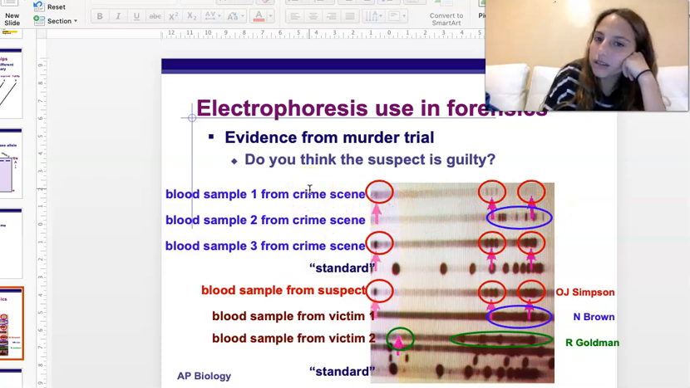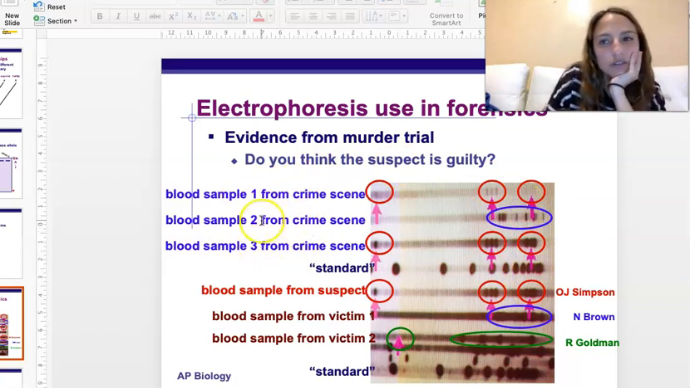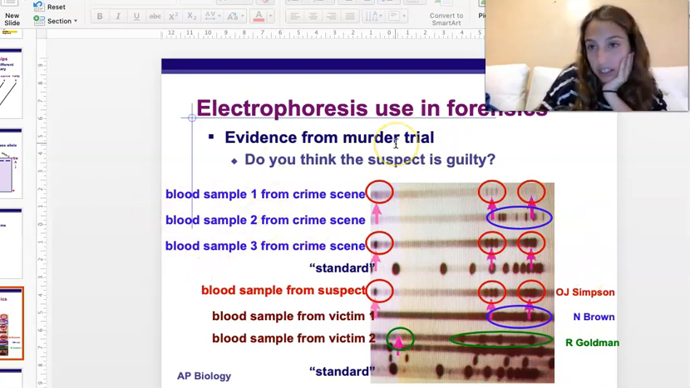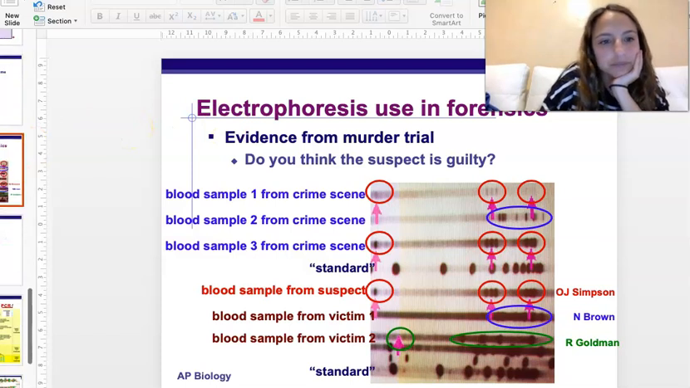Second type of blood, it matches the pattern of the suspect O.J. Simpson. So this tells you that 2 blood samples from the crime scene were from O.J. Simpson and 1 of the blood samples was from Nicole, the victim. Okay, so with this amount of evidence, at today's day, somebody gets charged for murder, or for at least being in the crime scene.